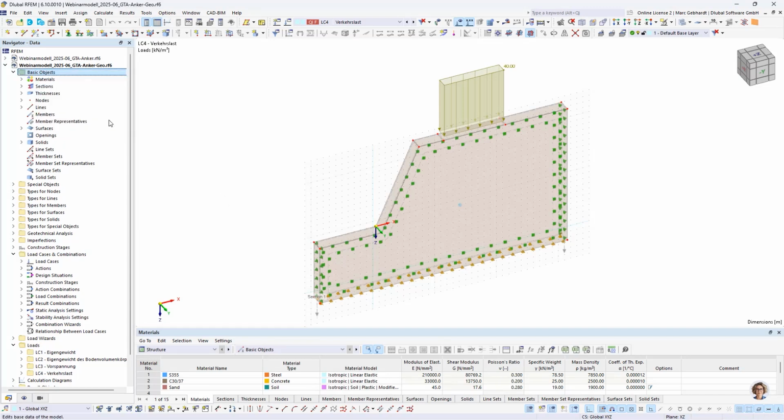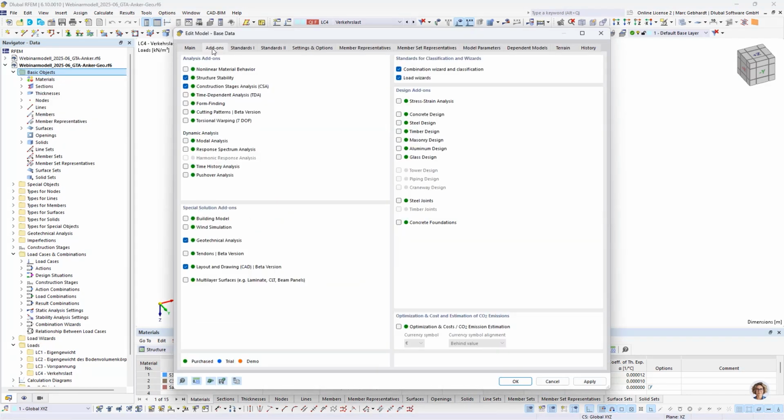We have to select in the base data the Geotechnical Analysis add-on, and additionally, for a good representation of the stress state for the soil, the construction stage analysis, and for a later investigation about variable load, the structural stability add-on.